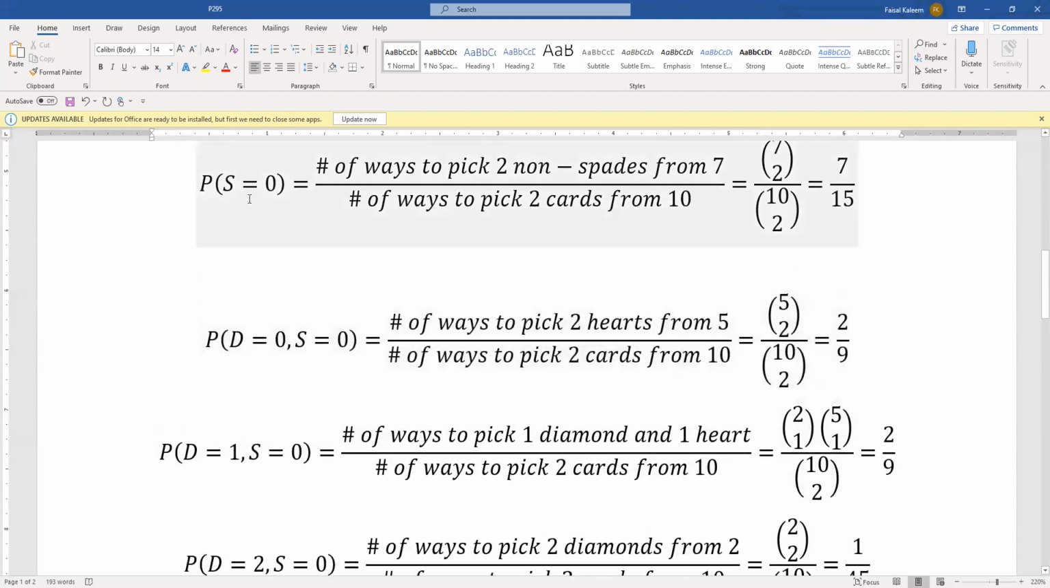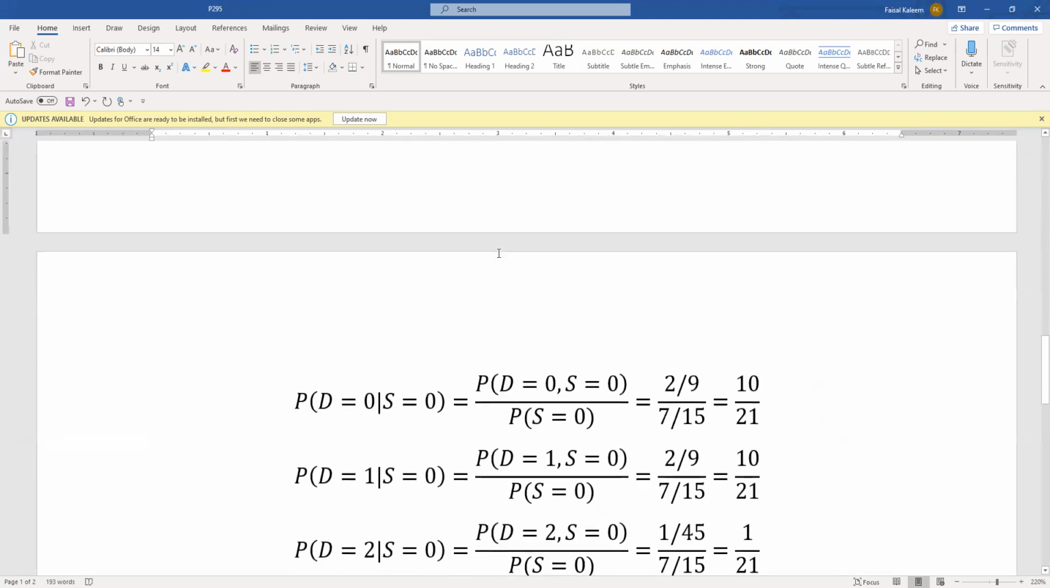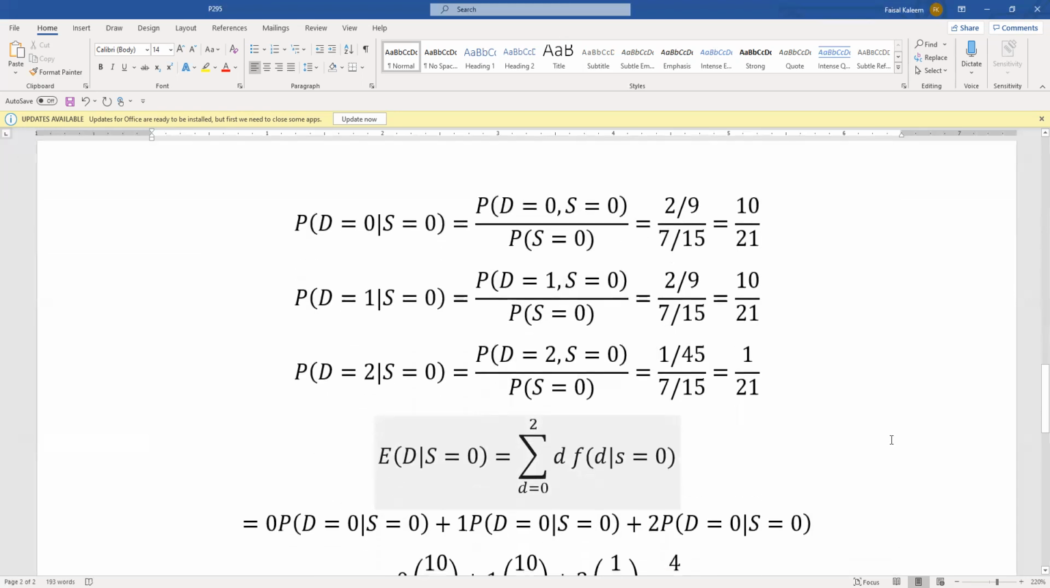So now we have all the necessary pieces, and using P(D = 0, S = 0) and P(S = 0), we can find the probability of D equal to 0 given S equal to 0, because that's the eventual probability function we need, since we needed the variance of D given S is equal to 0. So P(D = 0 | S = 0) is P(D = 0 and S = 0) divided by P(S = 0). The first we calculated as 2 over 9, and P(S = 0) is 7 over 15, that was the first thing we calculated. So that's 10 over 21. Similarly, P(D = 1 | S = 0) is P(D = 1 and S = 0) over P(S = 0), so 2 over 9 divided by 7 over 15. And similarly for P(D = 2 | S = 0).